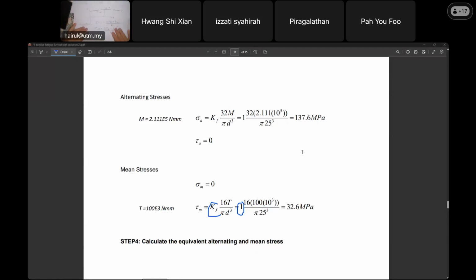The point is, for bending sigma, we have amplitude, but the mean is 0. But for torsional stress, we have the mean, but we don't have alternate. For bending, we have alternate but the mean is 0. For torsional stress, we have the mean but the alternate is 0. Okay, if you look in the textbook.